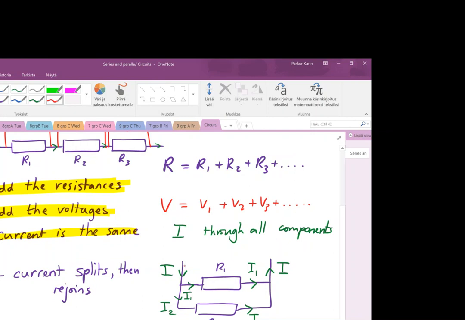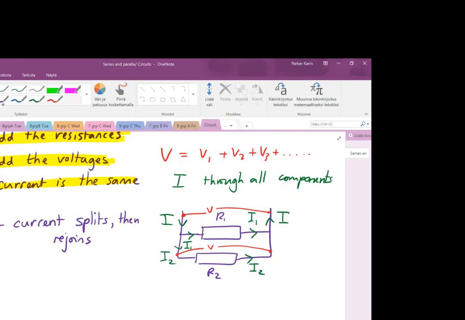The voltage is the same. Now that is a mess. I'm going to redraw it. I didn't want to draw it in red. I like purple. Okay. Let's say you've got 6 volts there.